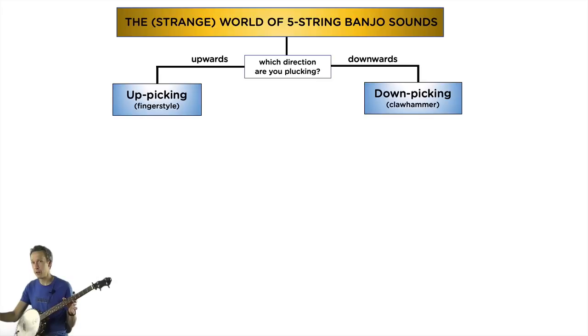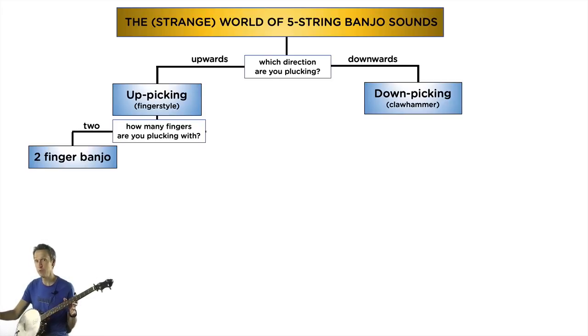Now let's further subdivide the world of up-picking. Our next question is, how many fingers are you plucking with? Again, another technical distinction. If you are picking with two fingers, typically the thumb and index, you are playing two-finger banjo. If you are picking with three fingers, then you are playing three-finger banjo.